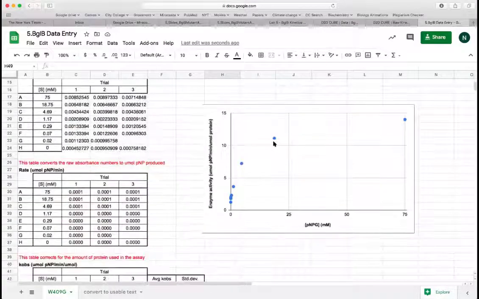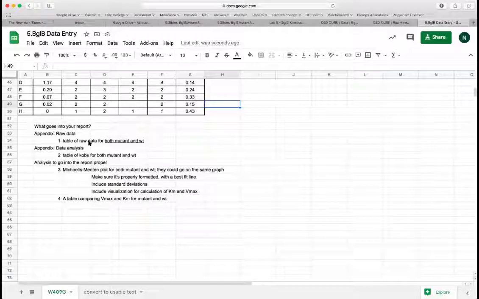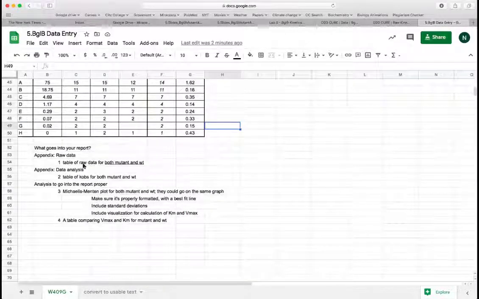So what else should be included? There's one last thing in this spreadsheet: what goes into your report? We don't have a separate notebook for this particular lab, so I'm going to have you put some of this information into the appendix. Your report should include an appendix, and that appendix should include a table of raw data.